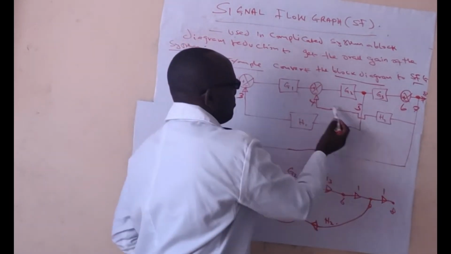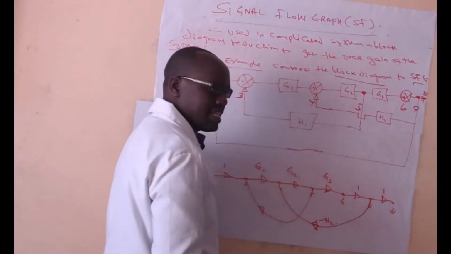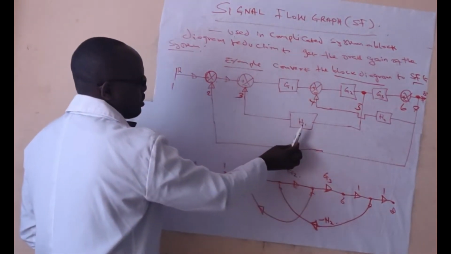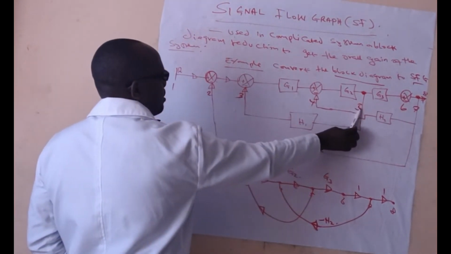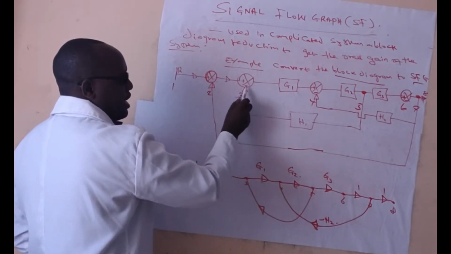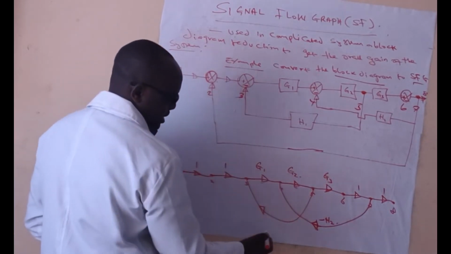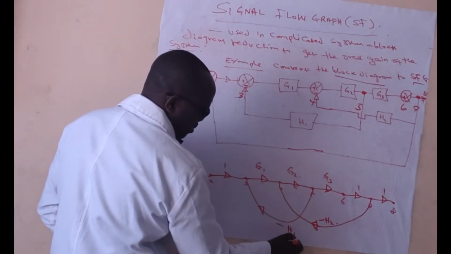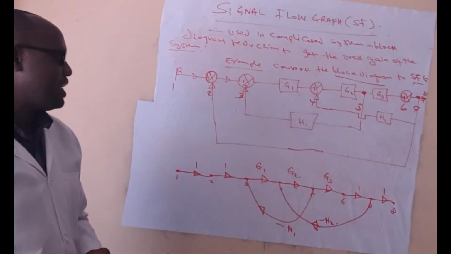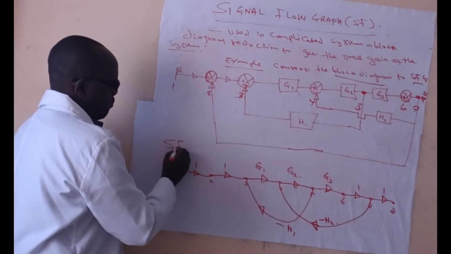We get it from here. It is negative, so the gain is negative H2. Same case with this one. It's coming from 5 to here, 3, and you see the starting point there is negative. So the gain will be negative H1. And from there we have converted a block diagram to a signal flow graph.